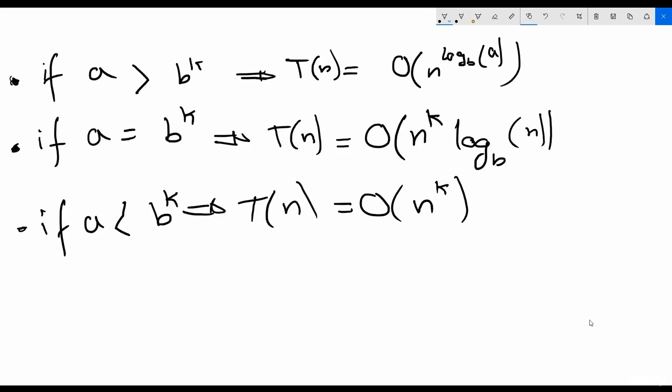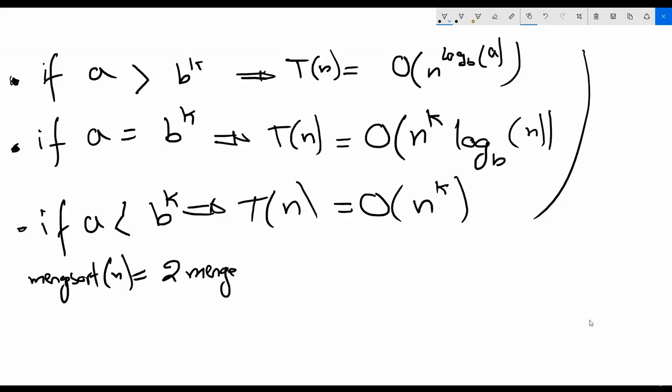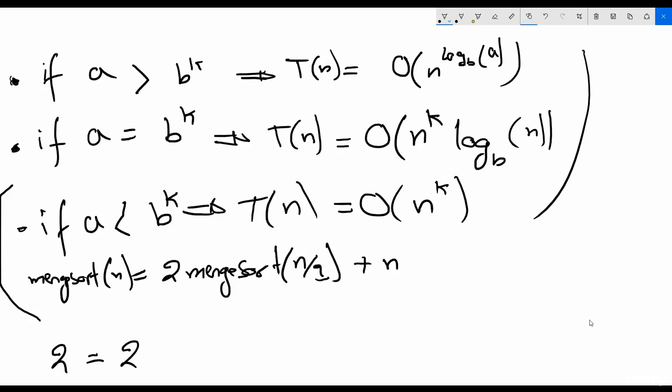Okay, so let's apply this theorem in our example. So we said that merge sort of n equals 2 times merge sort of n divided by 2 plus n. So a is 2, so let's write that down. A is 2. And we have b to the power of k, b is 2, k is 1, so 2 to the power of 1, that's 2. So let's compare 2 and 2. 2 equals 2, right? So we are in this second scenario.